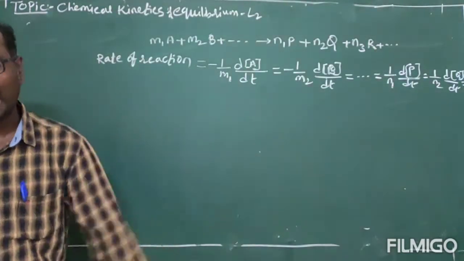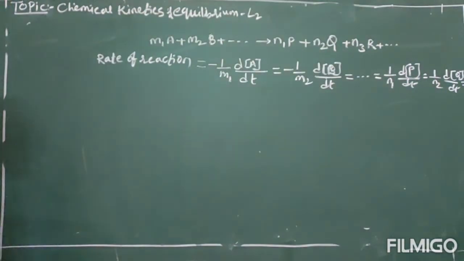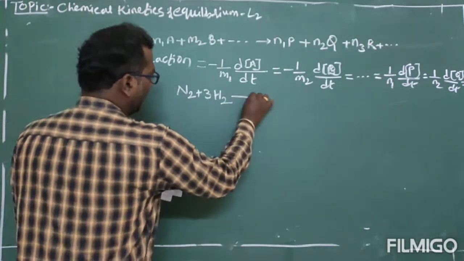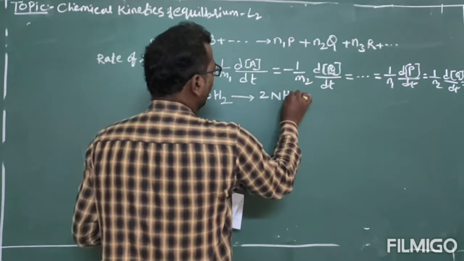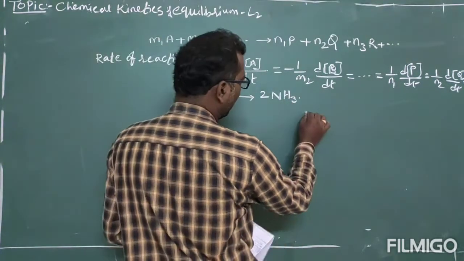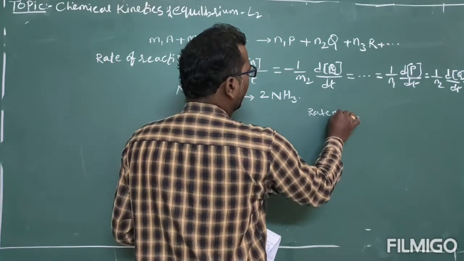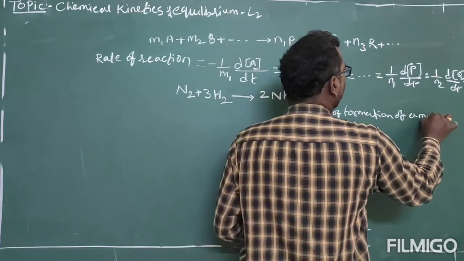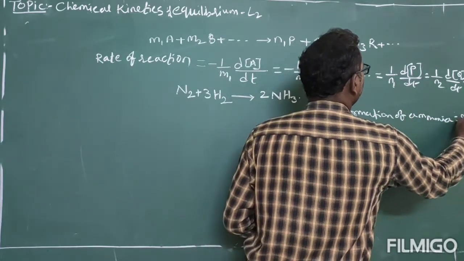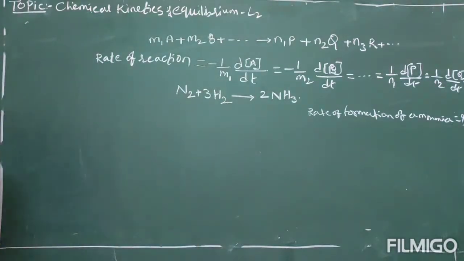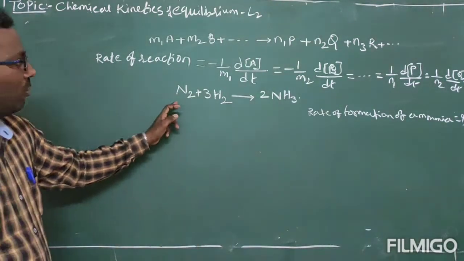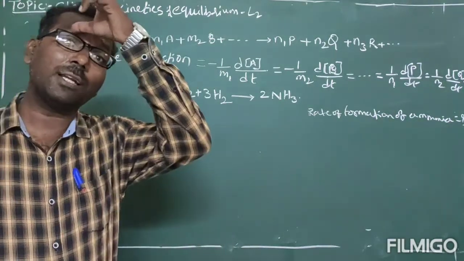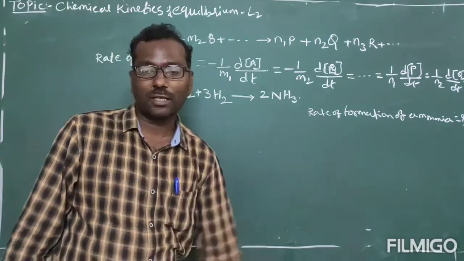To make you understand clearly, we will write an equation first. N2 plus 3H2 gives rise to 2NH3. The question is, what is the relation between the rate of formation of ammonia and the rate of disappearance of the reactants? See here, what is going to disappear? Reactants are going to disappear, and what is going to form? Products are going to form.